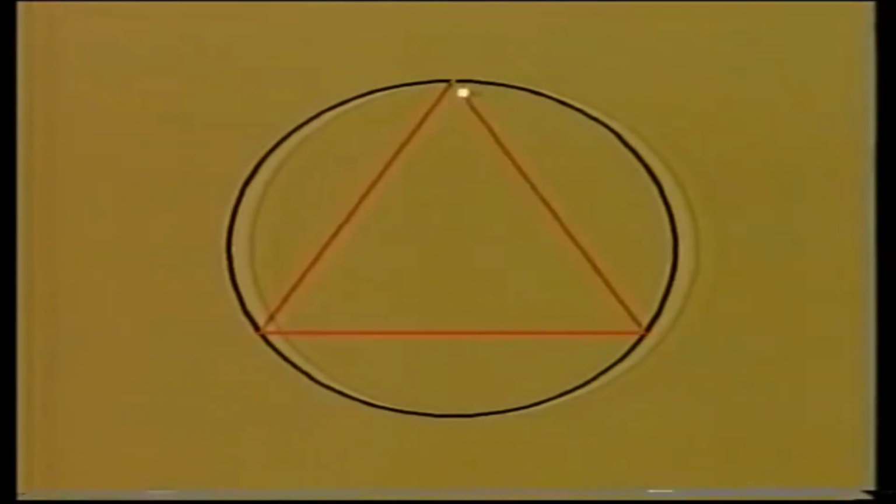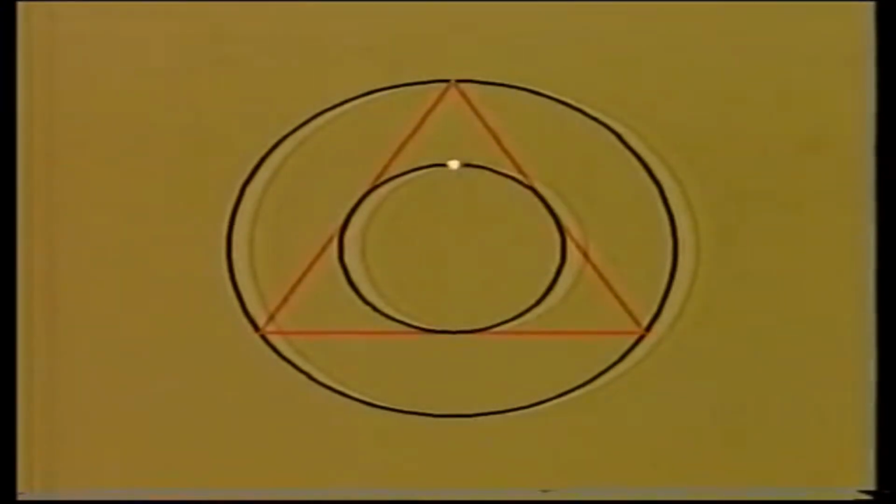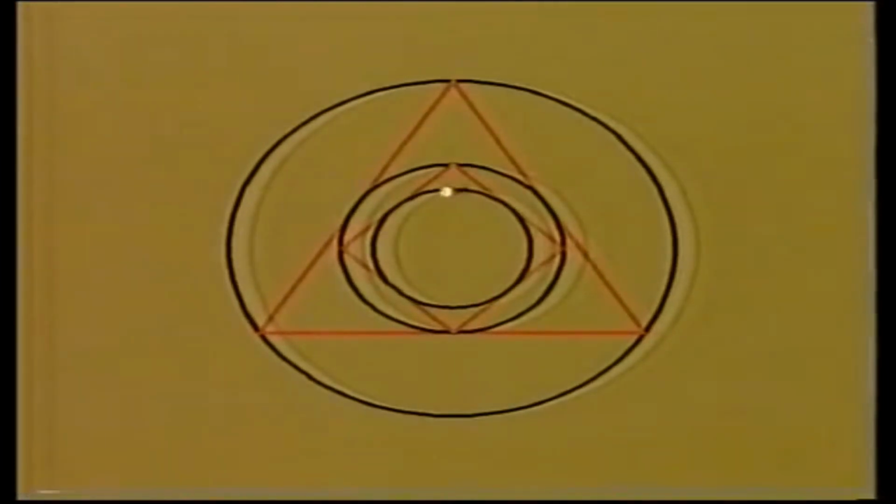Here's one last sequence. The number of sides of the polygons increases by 1 each time. Can you tell what the sequence of circles will shrink to?